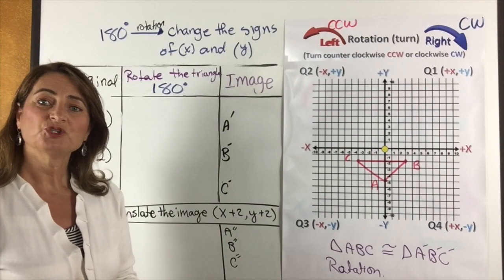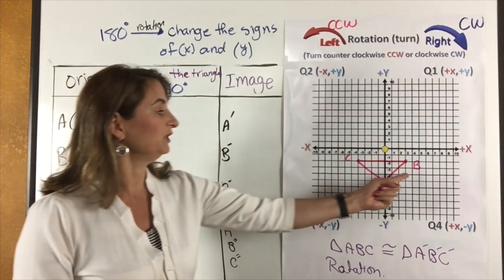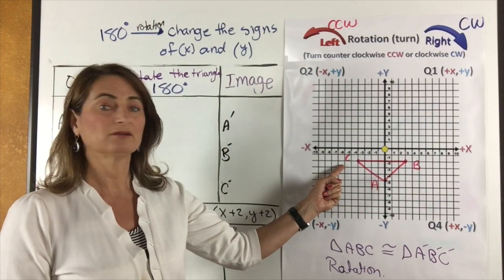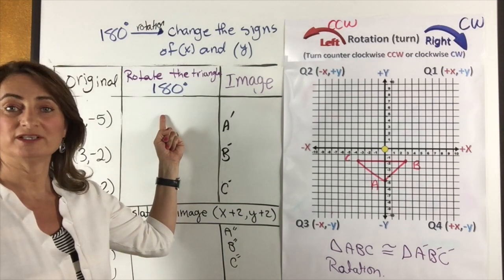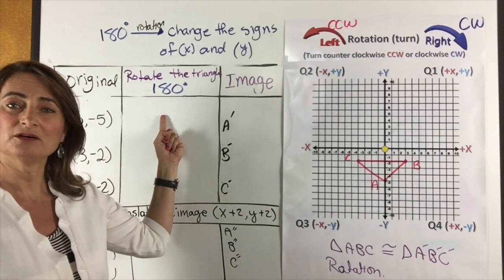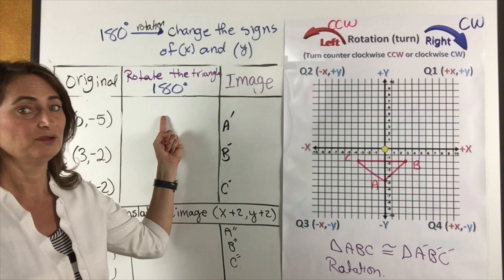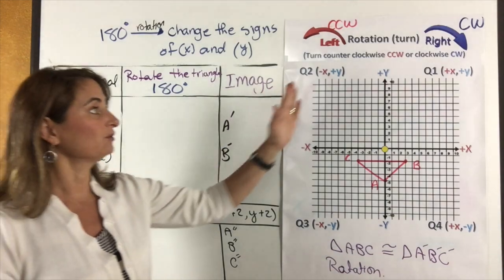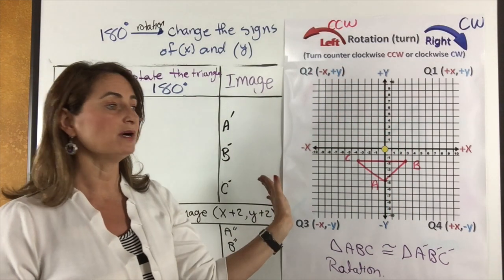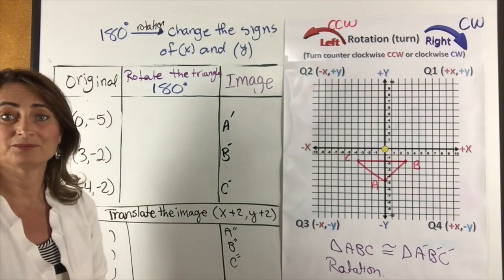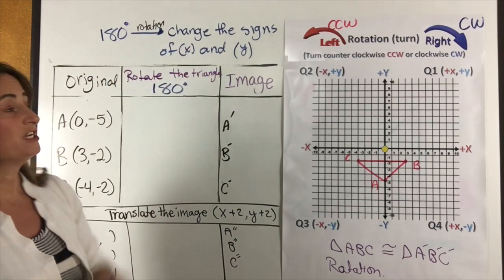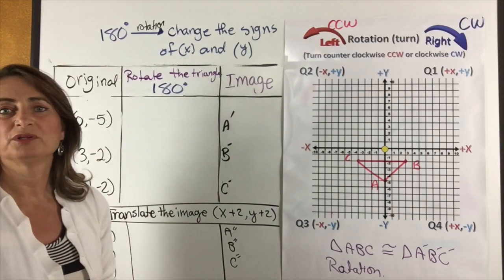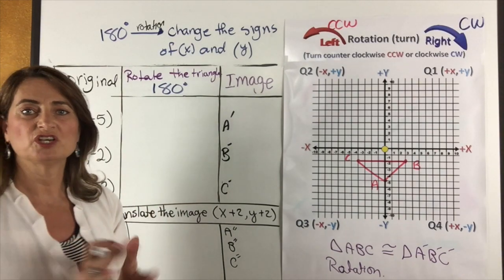Okay, now here's another triangle, ABC. It's a smaller triangle, and we need to rotate the triangle 180 degrees. Do I need to say clockwise or counterclockwise? No, because it doesn't matter whether you go clockwise or counterclockwise, with 180 degrees you will land in the same place. Remember the rule of rotation: change the sign of X and Y, and then plot them. Don't switch anything, just change the signs.